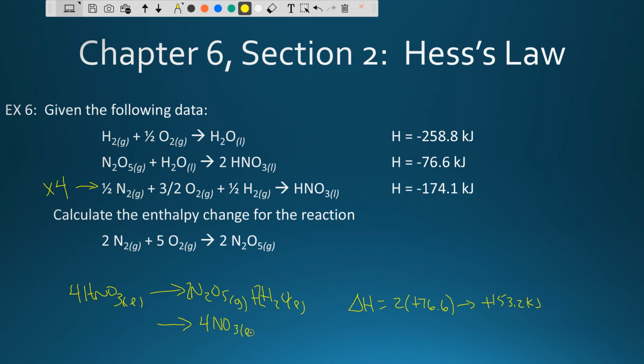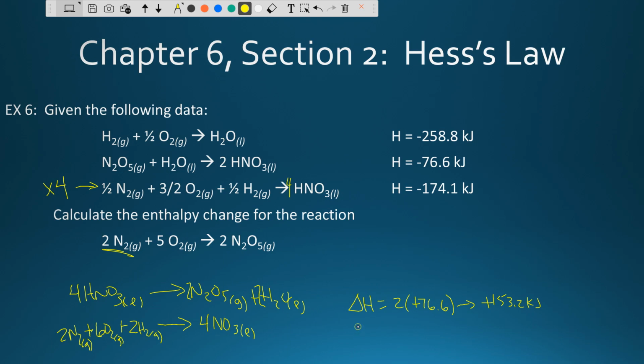NO3, that's a liquid. And so that makes this a 4. 4 times 1 is 4 divided by 2. That will give me 2 hydrogens. That's a gas. 4 times 3 is 12, divided by 2 is 6 oxygens. And 4 times 1 is 4, divided by 2. That gives me 2 nitrogens, which is actually really nice because that's what I needed in the first place.